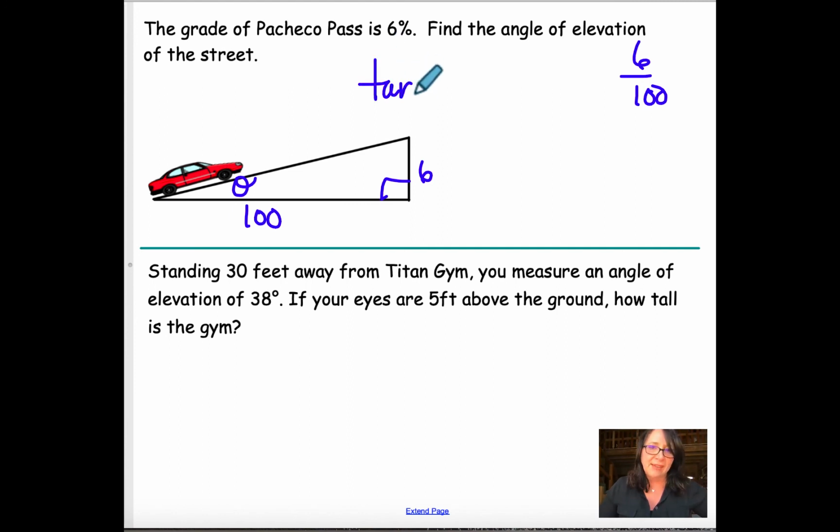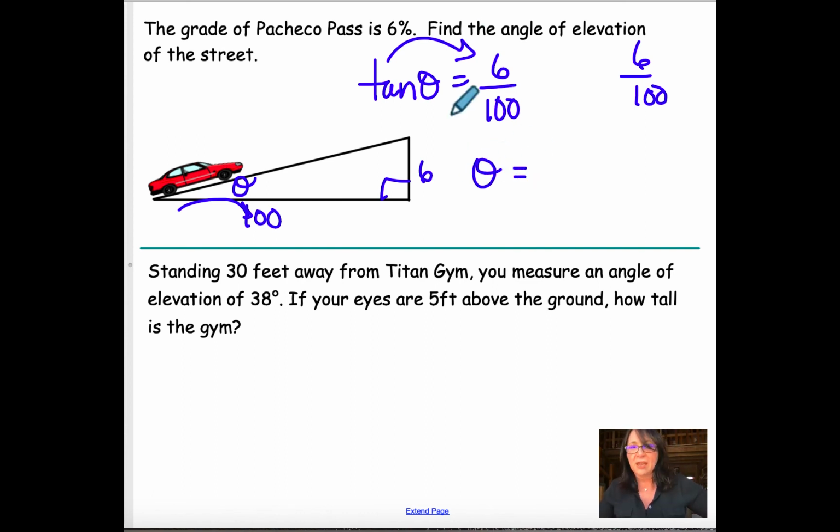So we would say tangent of the angle is equal to the opposite side over the adjacent that you can reach out and touch. I'm going to get tangent on the other side so I can solve for theta. Move tangent to the other side. When you do that, it becomes arctangent. So now I have arctangent of 6 over 100.